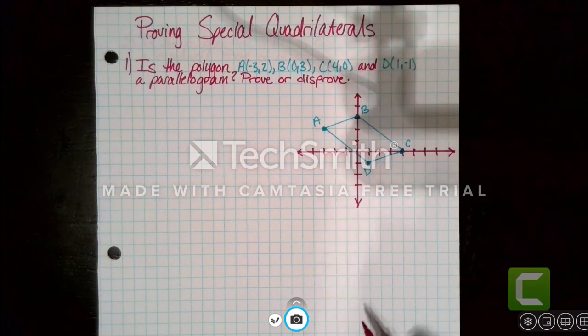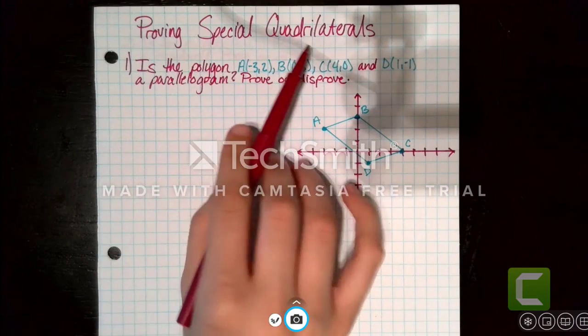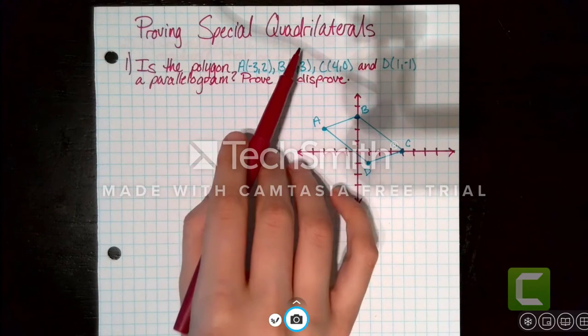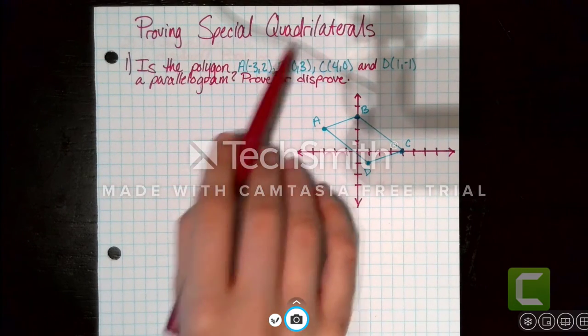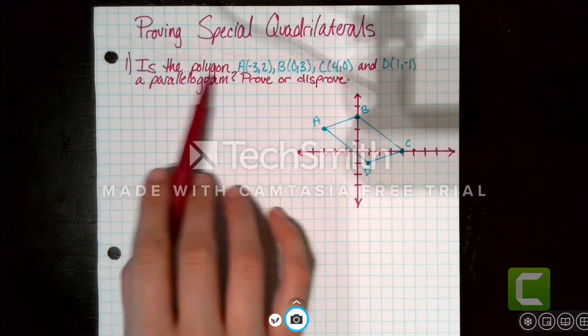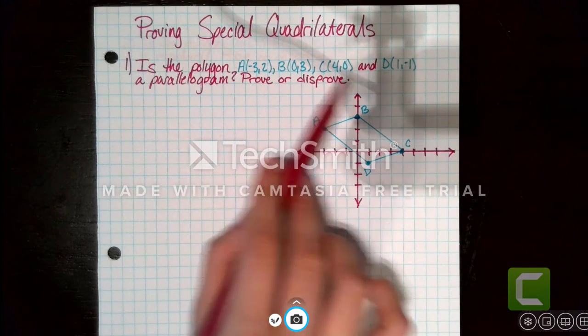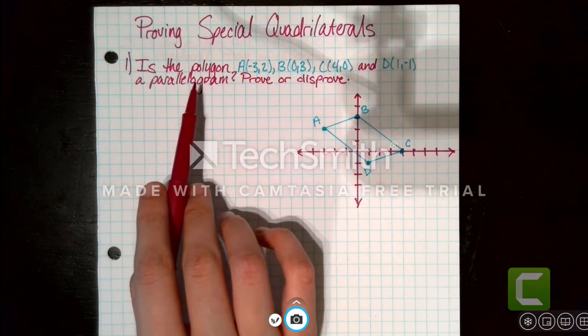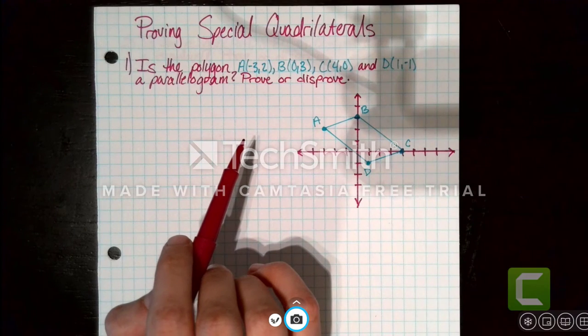For these notes, we will be focusing on proving special quadrilaterals, or proving the properties that make them what they are. So for number 1, we're asked if the polygon A, B, C, and D is a parallelogram. We need to prove or disprove this assumption.